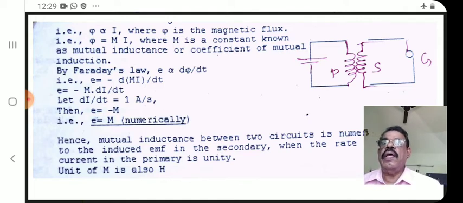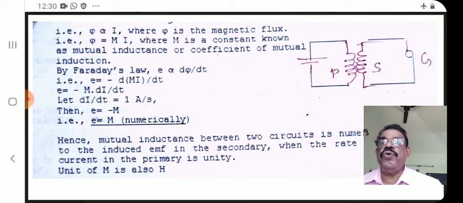But here also, as we saw in self-induction, the magnetic flux is proportional to I. The magnetic flux linked with the secondary coil is proportional to current I in the primary coil. That is, phi is equal to MI, where M is a constant called coefficient of mutual induction or simply mutual inductance, M. This equation is similar to the self-induction equation, that is phi is LI. Here phi is MI, and M is the mutual inductance between the two coils, two circuits.